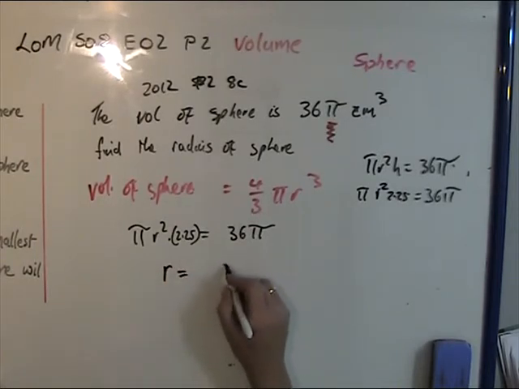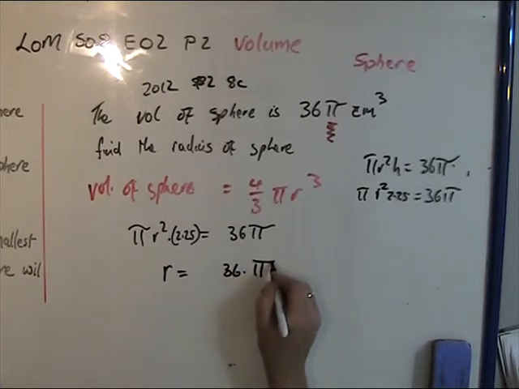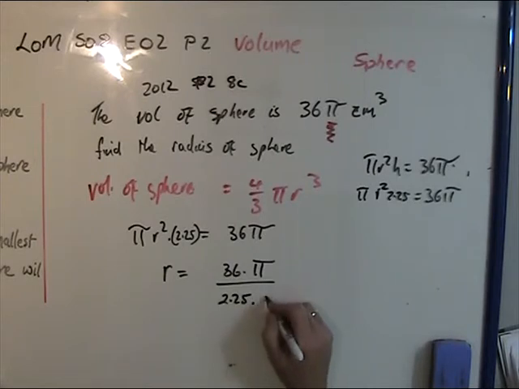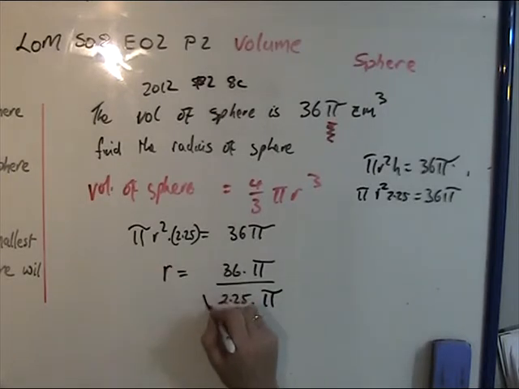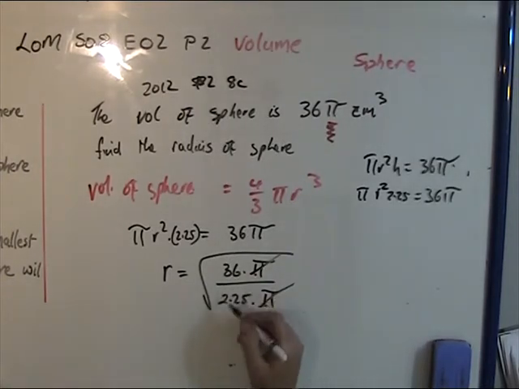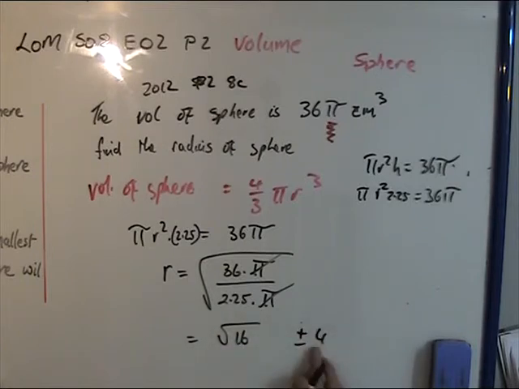r squared is equal to 36 times pi divided by 2.25 divided by pi, and it's r squared, so r is going to be the root of all of that. Okay, and the pis cancel. So you divide that into that, and it becomes the square root of 16. Okay, and the answer is plus or minus 4, but because we're dealing with positive here, in real life terms, area is positive, so we're dealing with positive 4 centimeters.